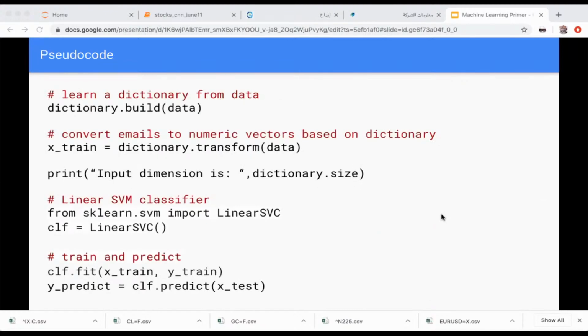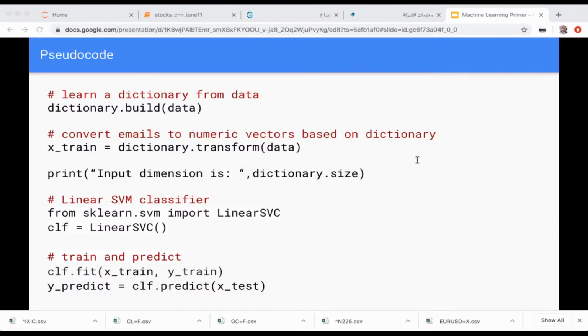Here's a sample pseudocode in Python on how to do this. Suppose data here contains all of the emails in your data set. The first thing you would need to do, as I mentioned earlier, is to build the dictionary. And you can be a bit more sophisticated here. You don't just take words as is, you can apply more processing to the words, for example, stemming, stop word elimination, and so on. So you can be sophisticated in this procedure.